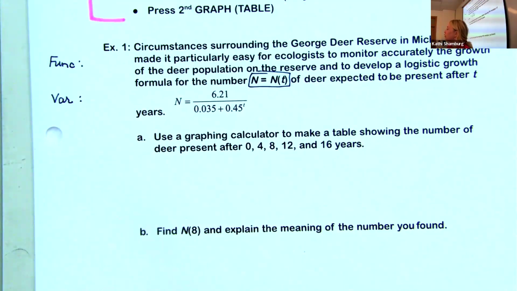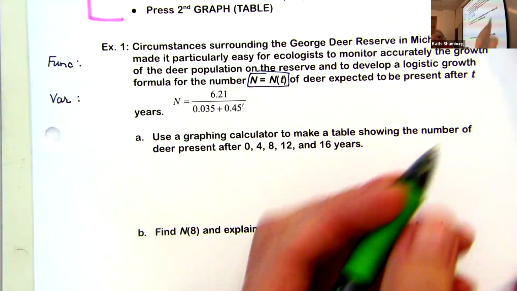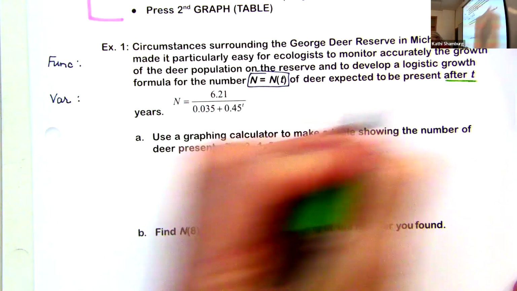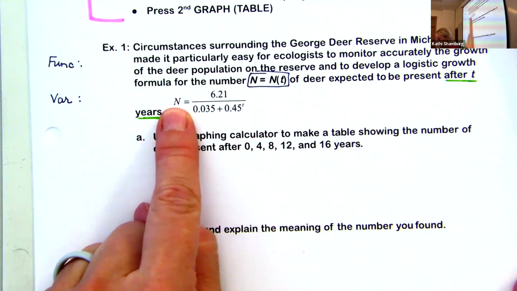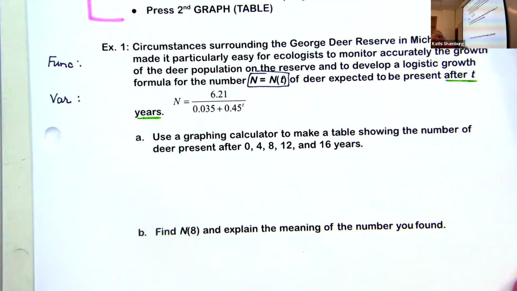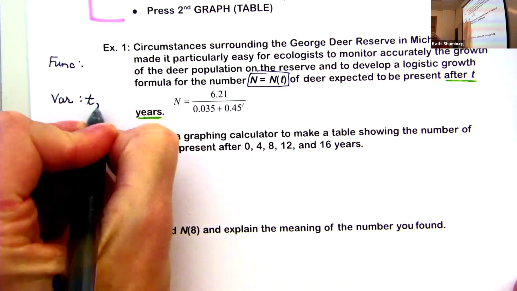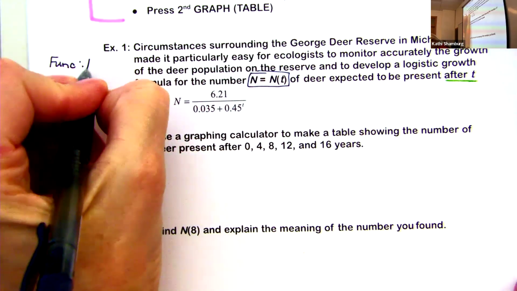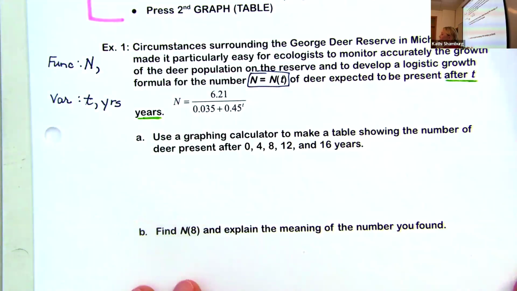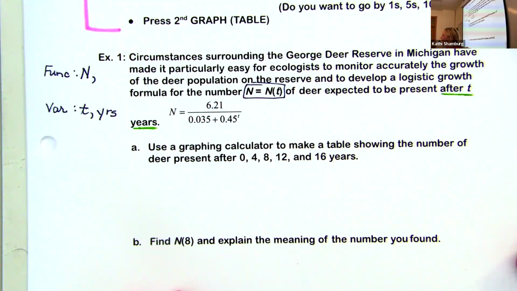Now, this particular problem is quite wordy. So I know sometimes somebody would be reading this and go, oh my gosh, where do I find it? Well, to me, the easiest thing to find is the variable after T years, right? And I can look here and go, oh, N is my function, T is my variable. So my variable is T, and that is years. So that means my function has to be N. So we've got to figure out what N is, or the function.